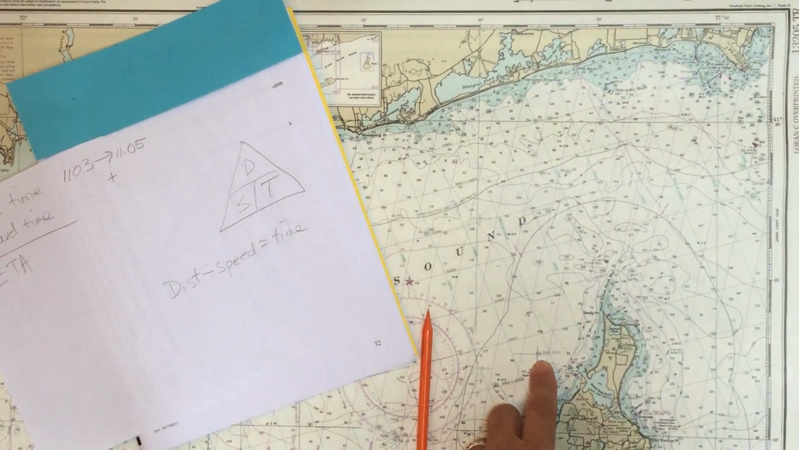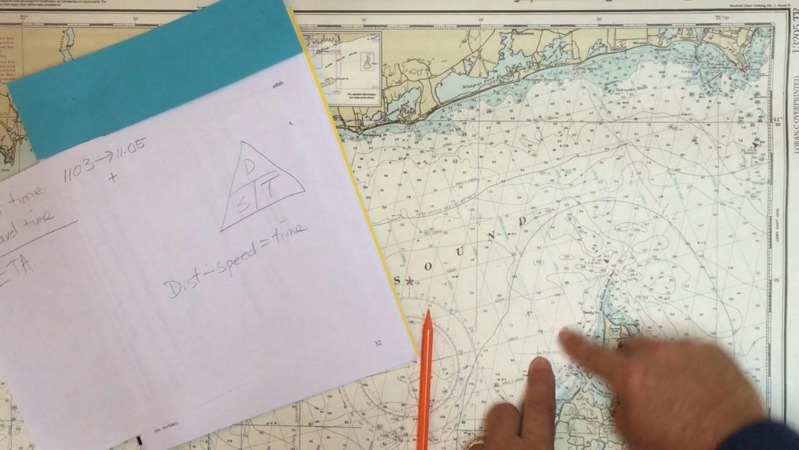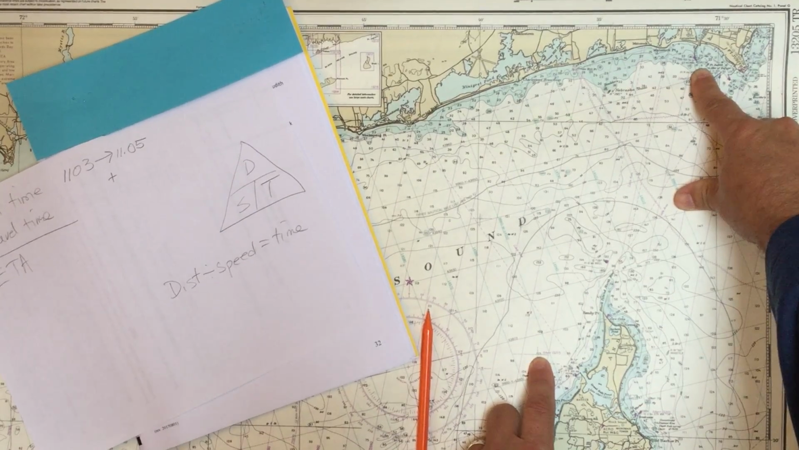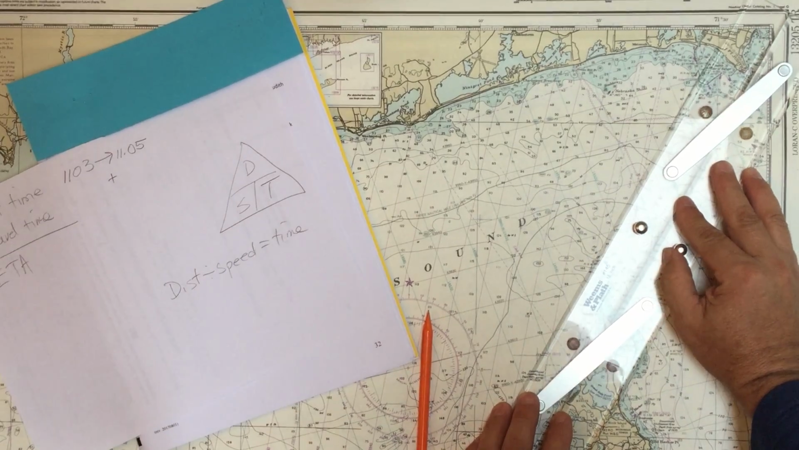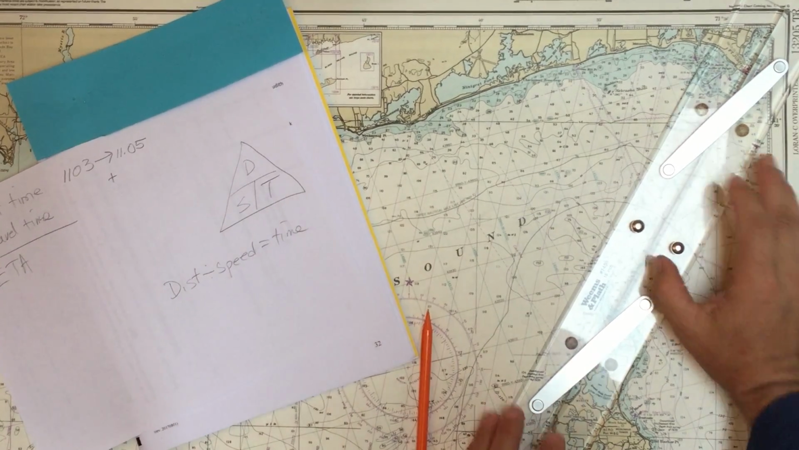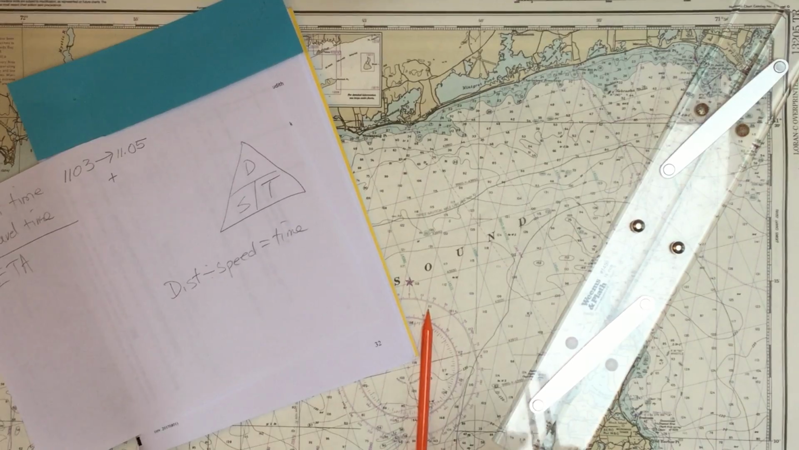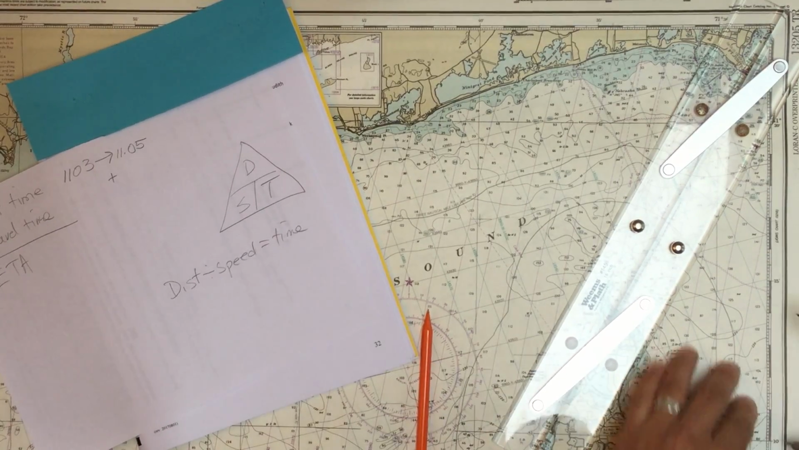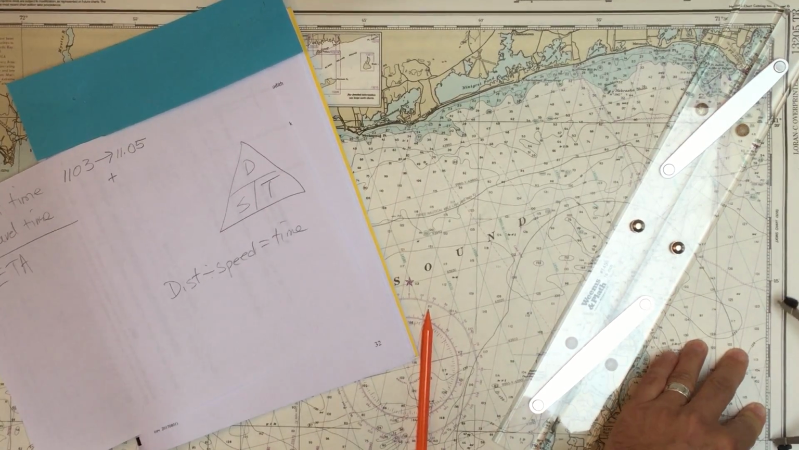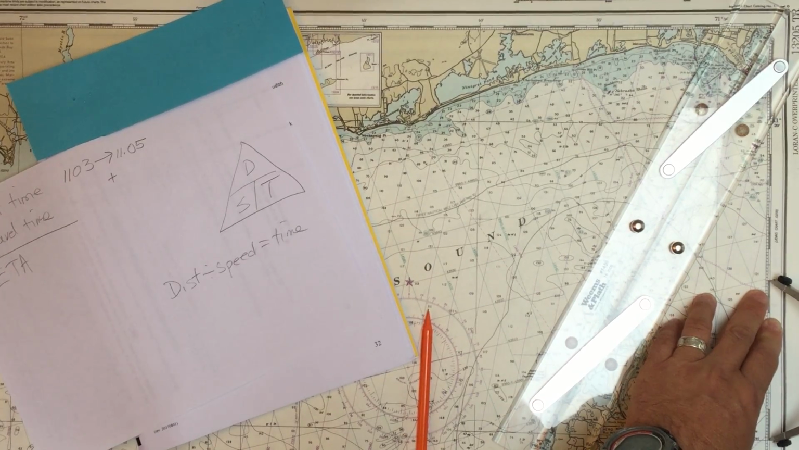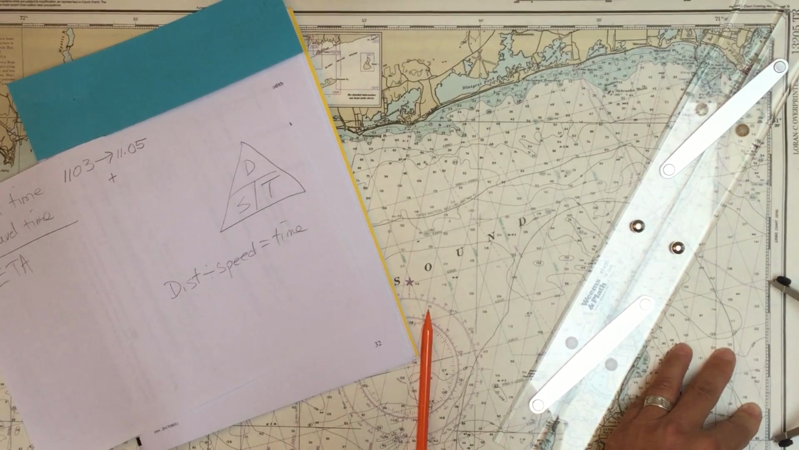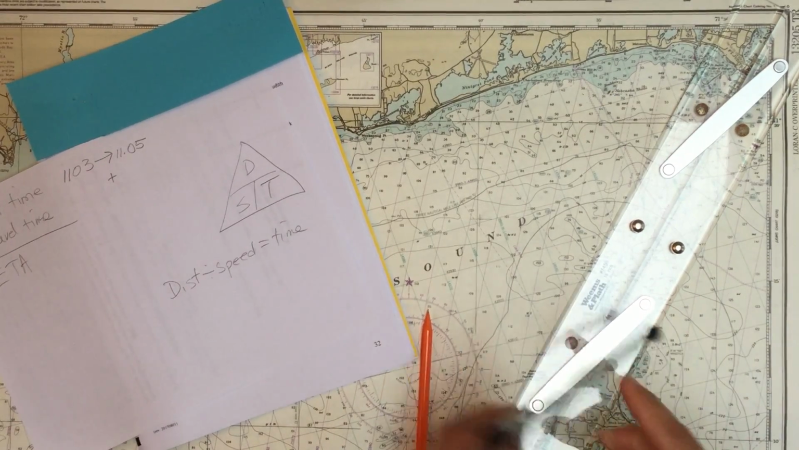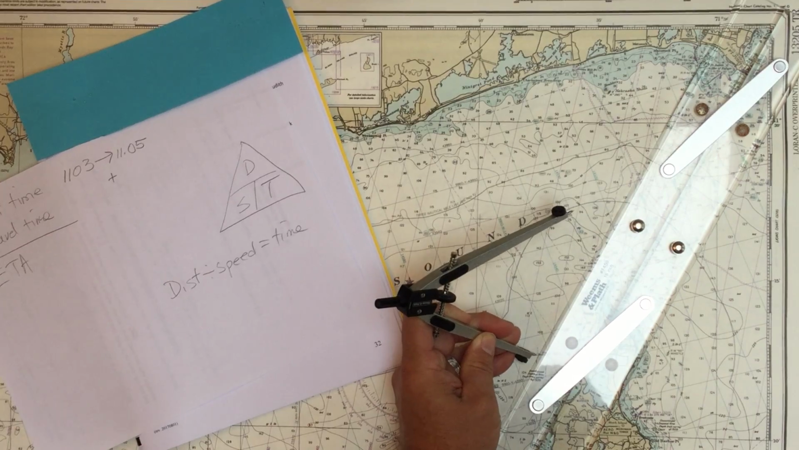I went ahead and plotted this before I got started. Here's the first location, and the second location is Point Judith Harbor of Refuge. I'm going to put my parallel rule between those 2 places so I can walk a relatively straight line. I'm going to open these up to 5 miles. At least I think 5 miles. All right, now I'm just going to walk that off.